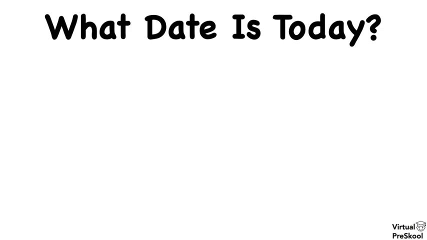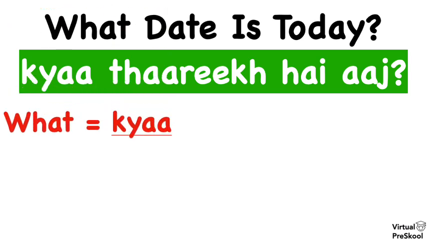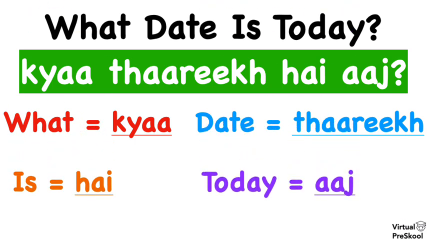And the answer is, the way we say this in Hindi, kya तारीख है आज? Kya तारीख है आज? Let's break down these words. Kya means what, तारीख is date, है is is, and today is आज. So we have क्या तारीख है आज.